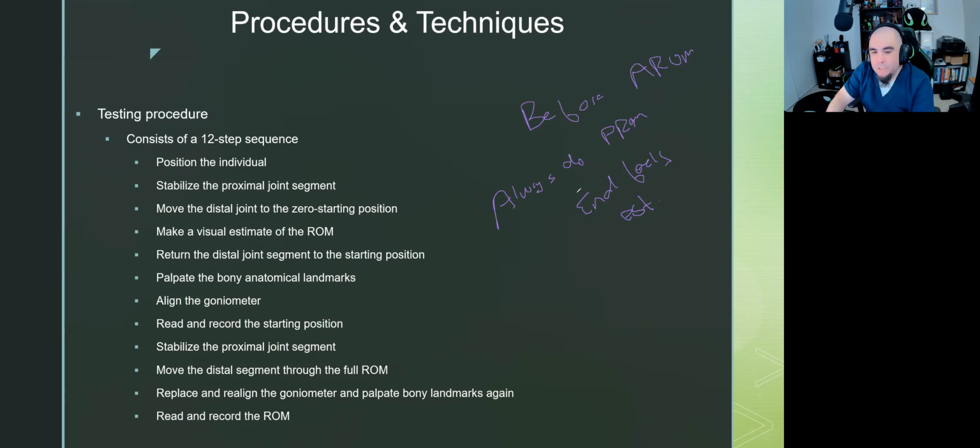So position that person, stabilize proximal joint segment, move the distal joint to 0 starting position, make a visual estimate, so move them passively through it. Return the segment to the starting position, palpate the landmarks again, align the goniometer, read and record the starting position, stabilize them and have them move through the motion, realign the goniometer, and measure.